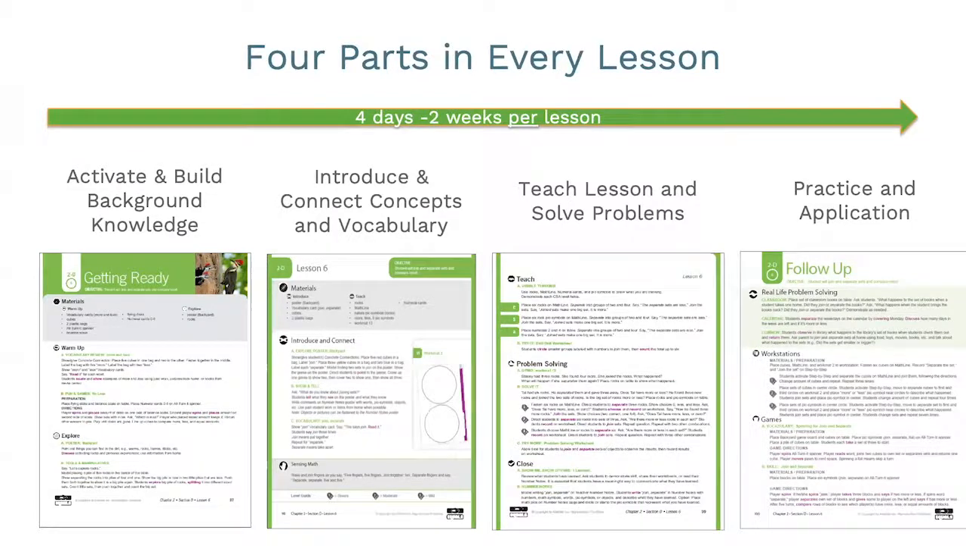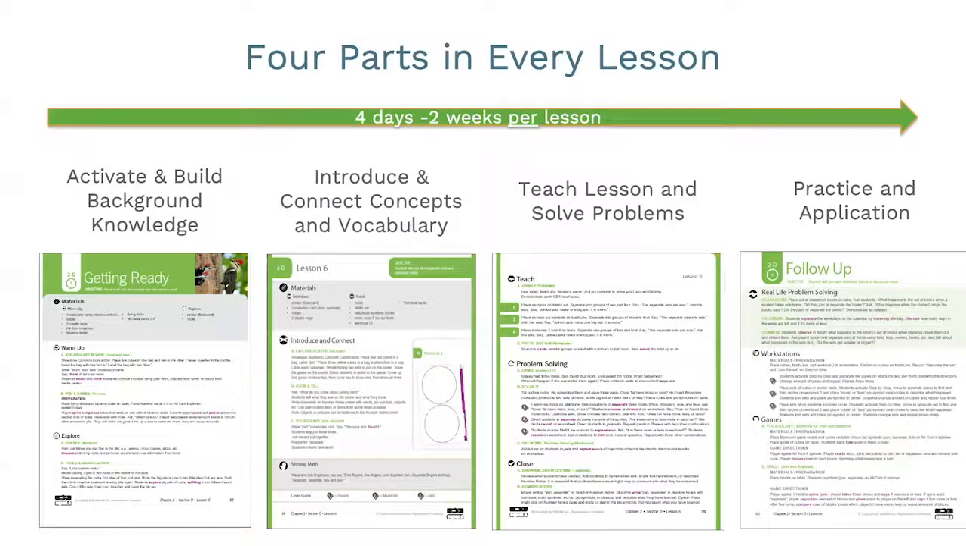The lesson begins with page 1, Getting Ready. On this page, students are activating background knowledge and are reviewing materials and resources that will be used or introduced to support the lesson objective. On the second page of the lesson, a new math vocabulary word is introduced, and teachers and students begin taking number notes or writing in math journals.